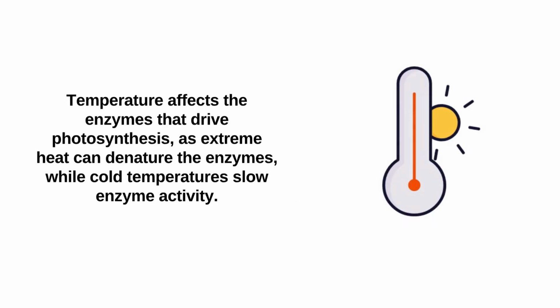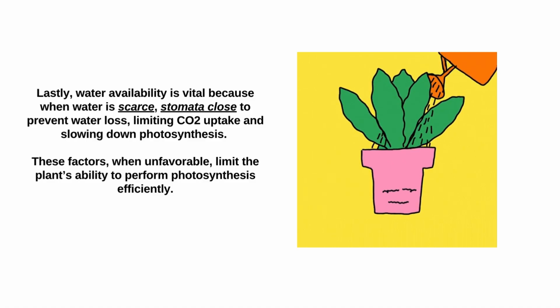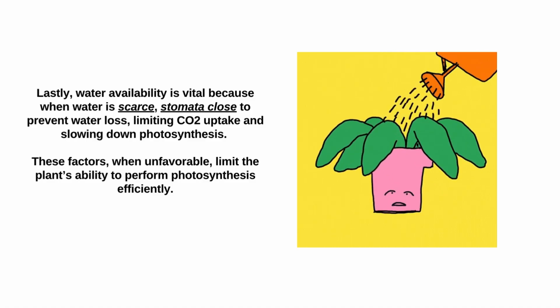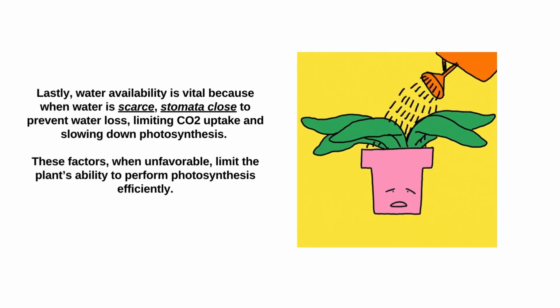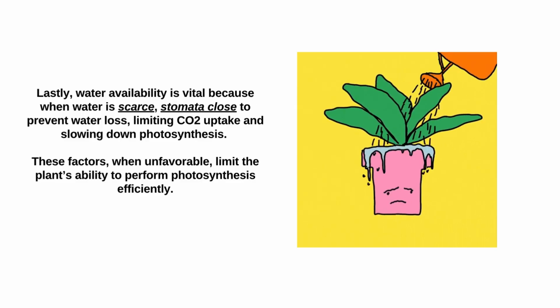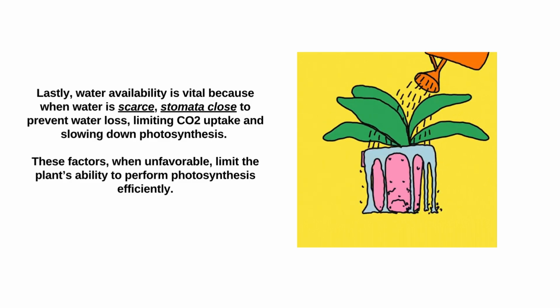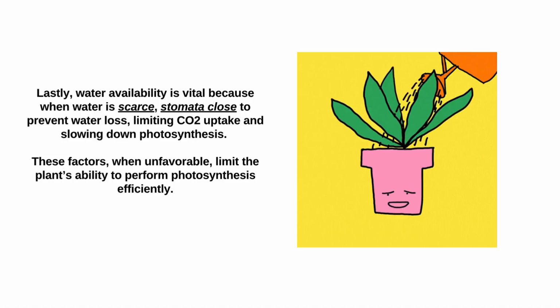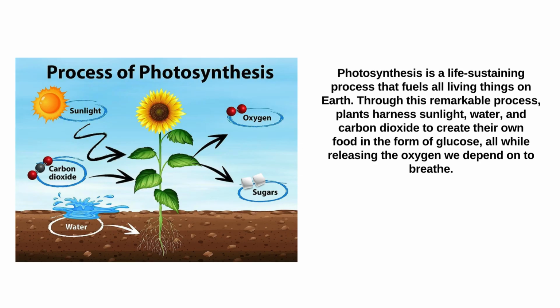Temperature affects the enzymes that drive photosynthesis, as extreme heat can denature the enzymes, while cold temperatures slow enzymes. Lastly, water availability is vital because when water is scarce, stomata close to prevent water loss, limiting CO2 uptake and slowing down photosynthesis. These factors, when unfavorable, limit the plant's ability to perform photosynthesis efficiently.